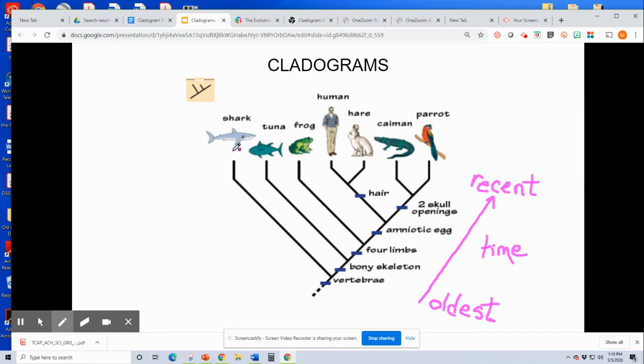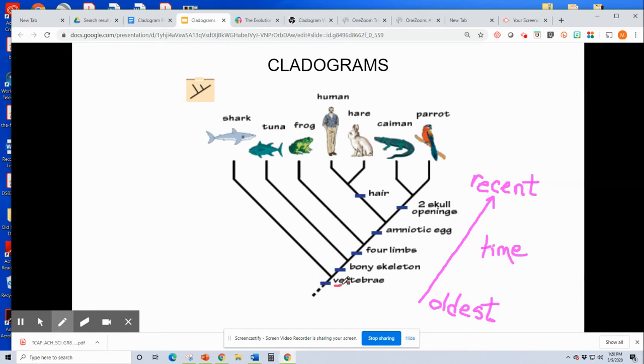Okay, so we have our organisms. There's a line that connects each organism to this main branch. And we're looking at the development of things from the oldest to the most recent. And you also notice on here that there are some characteristics right here. There's some different characteristics. And so the way that you read a cladogram is you look at each characteristic.